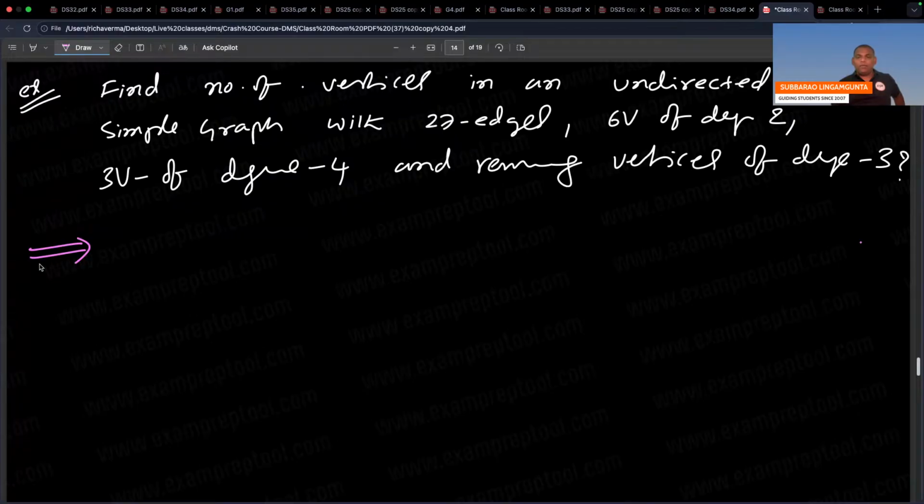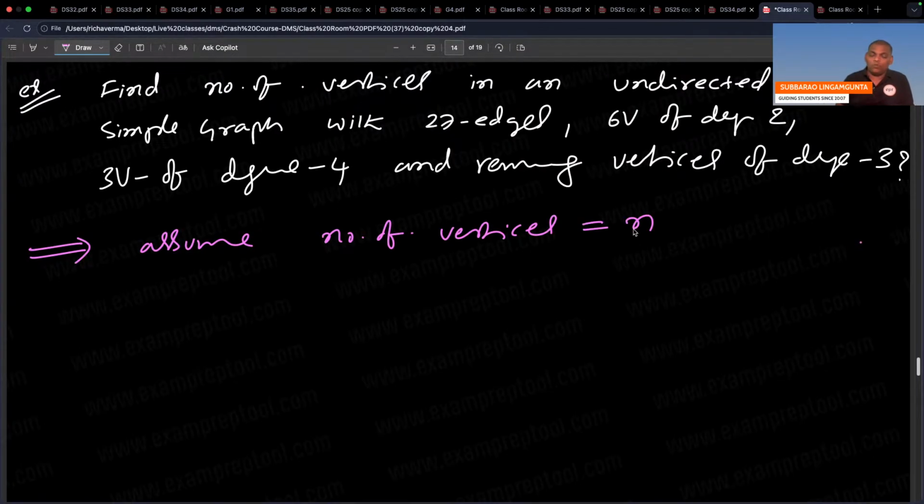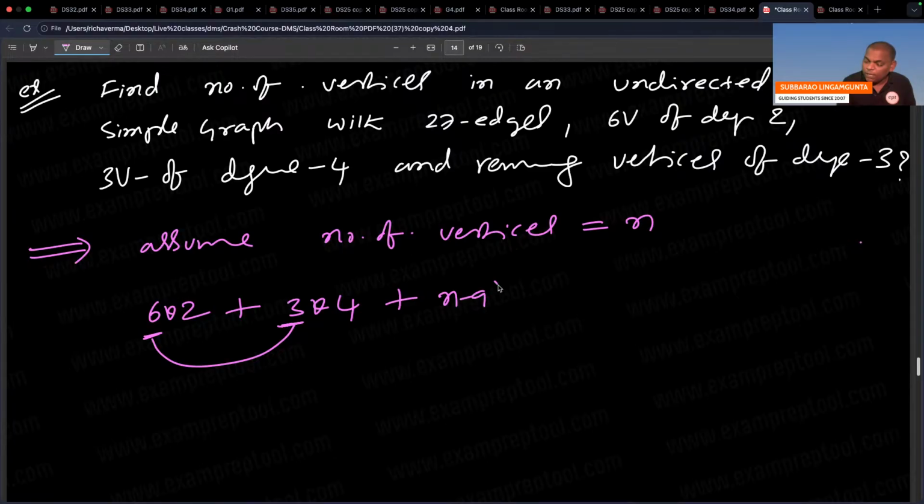The number of edges is given. Because you want the number of vertices, assume the number of vertices is equal to n. Now start. 6 vertices with degree 2 plus 3 vertices with degree 4, that is 9 vertices. The remaining is n minus 9 vertices with degree 3.